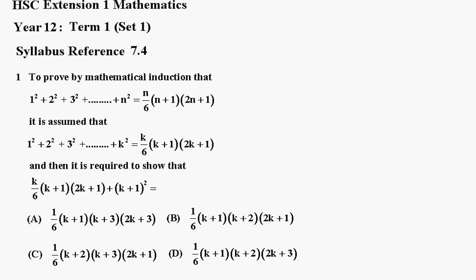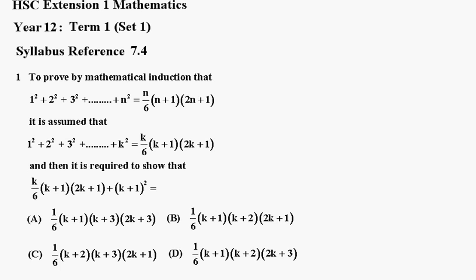Number 1. To prove by mathematical induction that 1 squared plus 2 squared plus 3 squared up to n squared equals n over 6 times n plus 1 times 2n plus 1, assume that 1 squared plus 2 squared up to k squared equals k on 6 into k plus 1 times 2k plus 1, just replacing the n with k. And instead is required to show that k on 6 times k plus 1 times 2k plus 1 plus k plus 1 all squared equals a, b, c, or d.